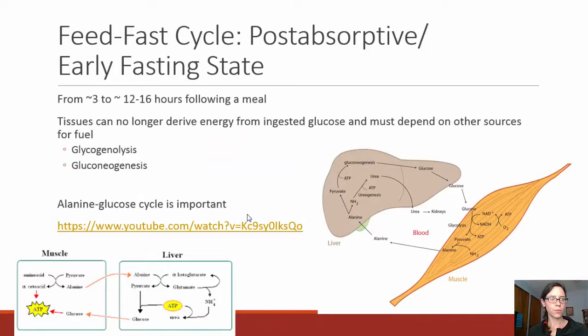Next, let's move to the post-absorptive state. So it goes from about 3 hours till about 12 to 16 hours following a meal. So think like over a long stretch between meals to overnight. So at this point, tissues can no longer derive energy from ingested glucose and must depend on other sources for fuel, from glycogenolysis and gluconeogenesis. So it is in this stage that the alanine glucose cycle begins to become important.